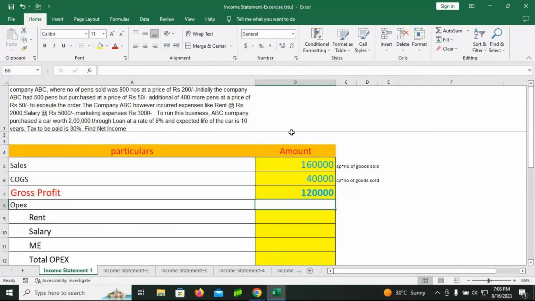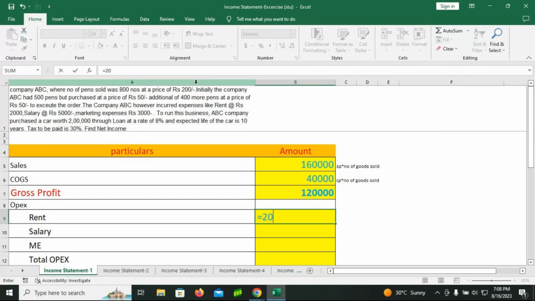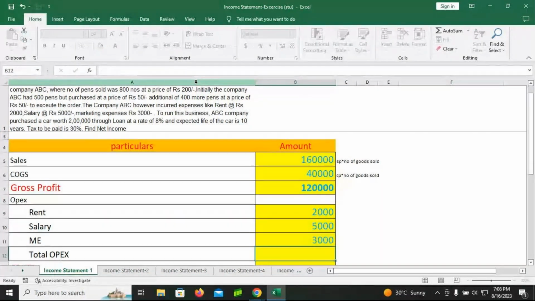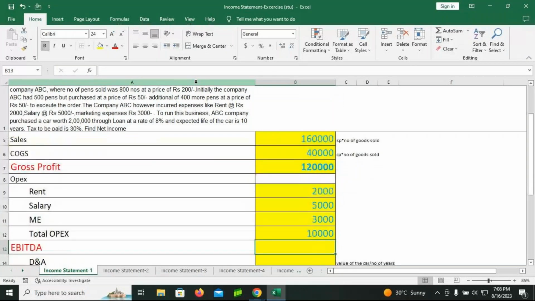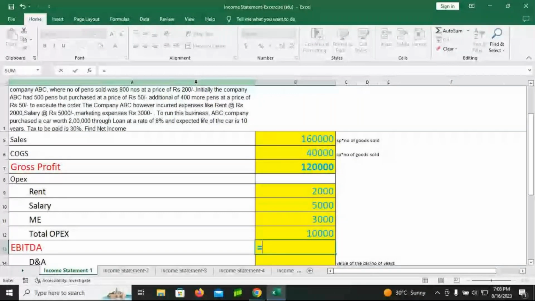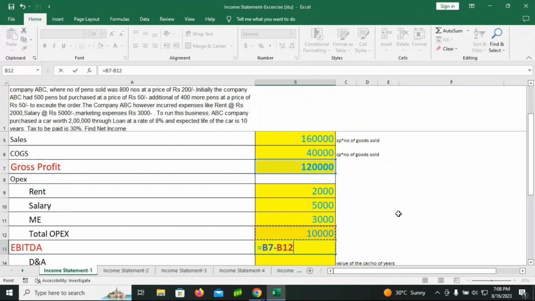Okay, now the next item is rent. They are telling 2,000 rupees has been paid, so equals 2,000. Salary they have paid 5,000, equals 5,000. Then they have marketing expenses, which is 3000. Then total OPEX, which means operational expenses. I am pressing Alt equals. Now in order to calculate the EBITDA, equals gross profit minus total operating expenses.